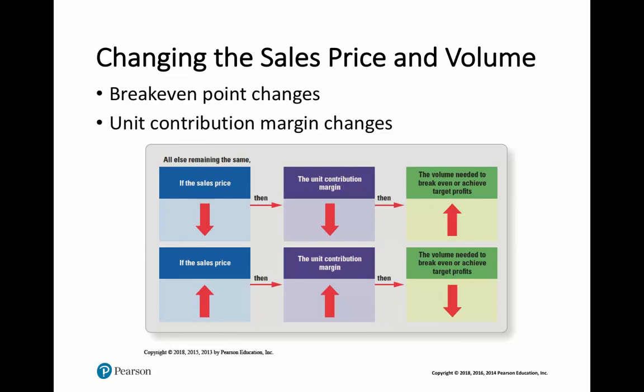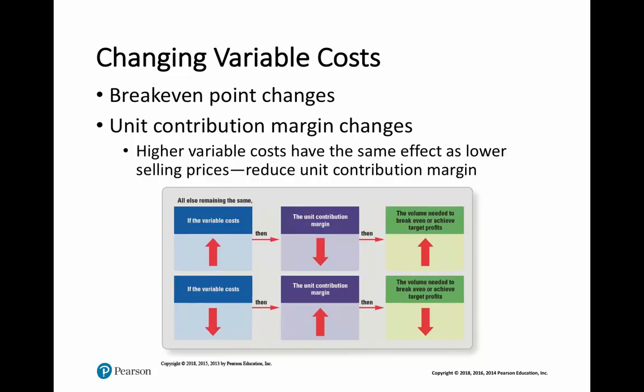or maybe it's because we have some changes in our cost structure that is forcing us to have an increased sales price. When we're talking about our variable costs, again, if we change our variable cost, our break-even point is going to change. It might go up or down, depending on if our costs are going up or down. But the unit contribution margin changes. Higher variable costs have the same effect as a lower selling price. They reduce the contribution margin.